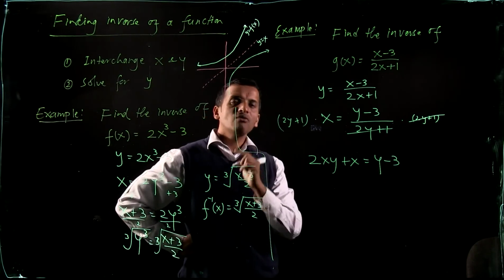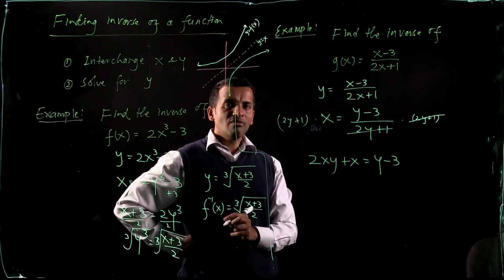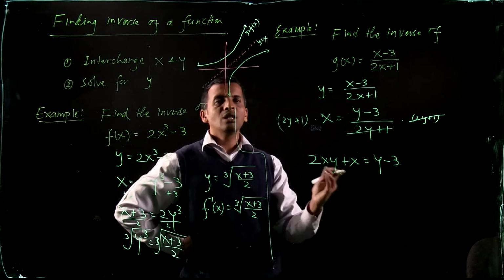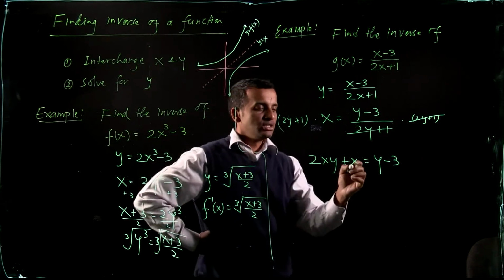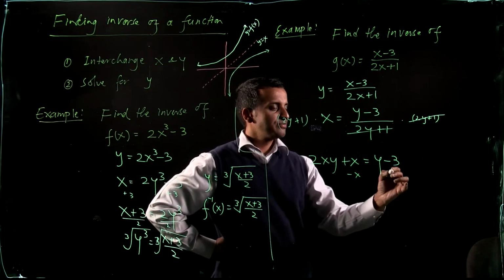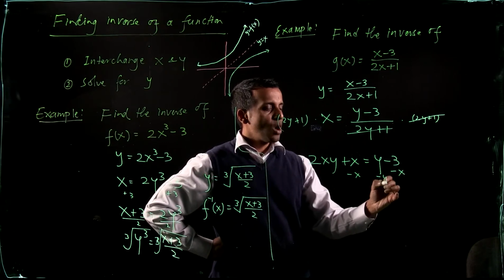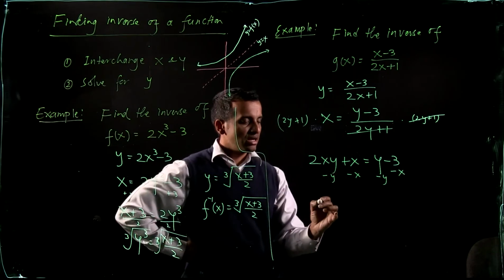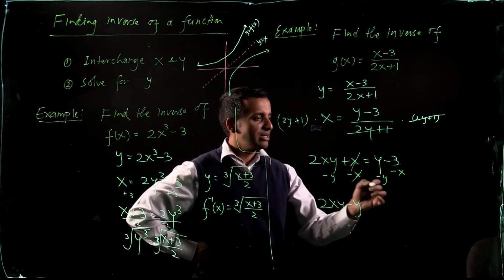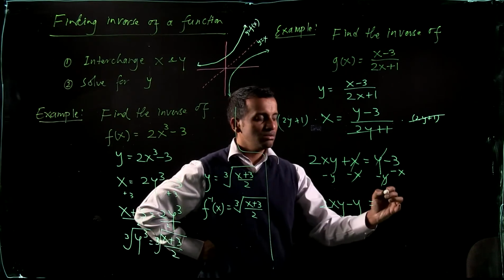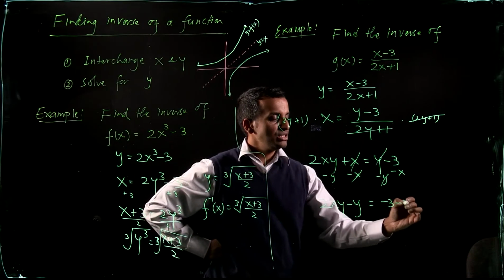Okay, now you want to solve for y. To solve for y, you need to move all the y terms to the left and all the non-y terms to the right. So what do you do? Subtract x and then subtract y from both sides. What do you get? You get 2xy minus y equals negative 3 minus x.